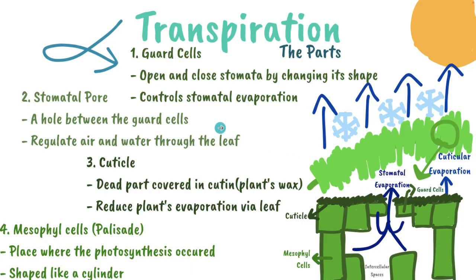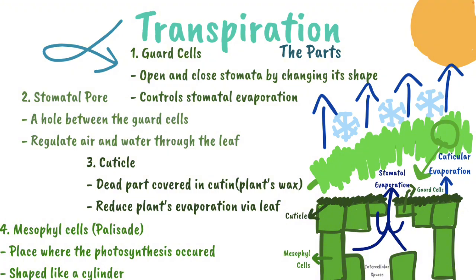Now, the second part is called the stomatal pore, or the stomata itself. They regulate air and water through the leaf. They are pretty much like the stomata, but they really love regulating water and the air.